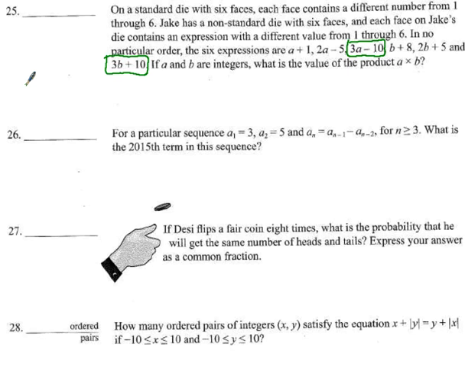All right, so let's take a look at problem 25. This is MathCounts 2015 sprint round. We're going to start at 25 and go as far as we can. So, on a standard die with 6 faces, each face a different number 1 through 6.